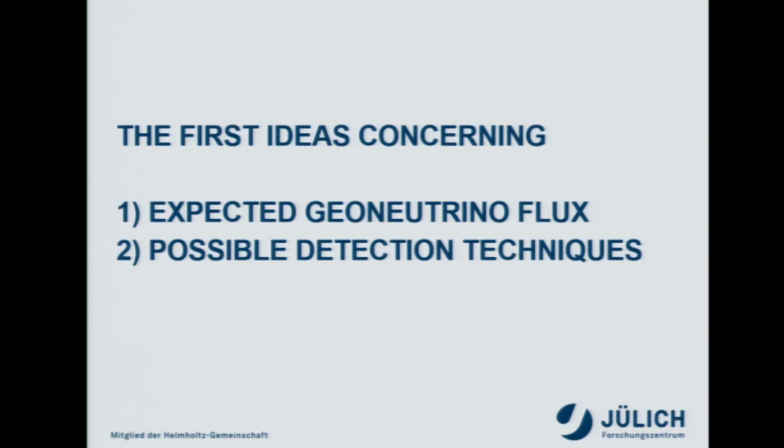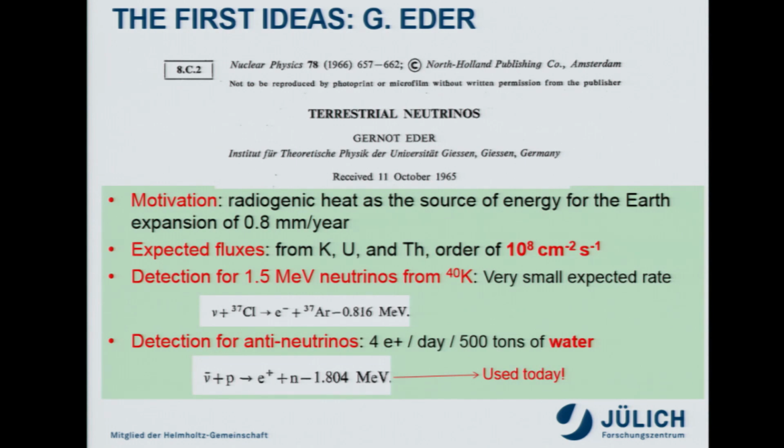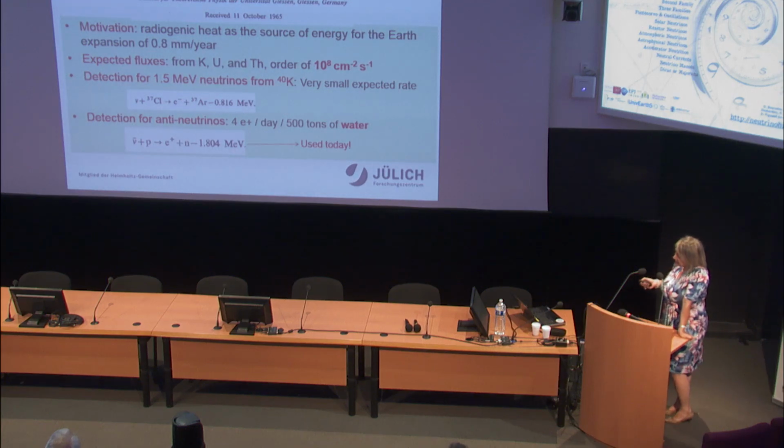So now let's have a look at the first ideas concerning the expected geoneutrino fluxes and the possible detection techniques. It was Gernot Eder from Gießen in Germany in 1965, after Reines and Cowan detected reactor antineutrinos, who came with the motivation to study what we call today geoneutrinos, for a very particular reason: to find a heat source for the expansion of the Earth's radius, which, to the best of my knowledge, was not confirmed to be true. Anyway, he estimated the fluxes to be about 100 times bigger than what we now know to be the reality today.